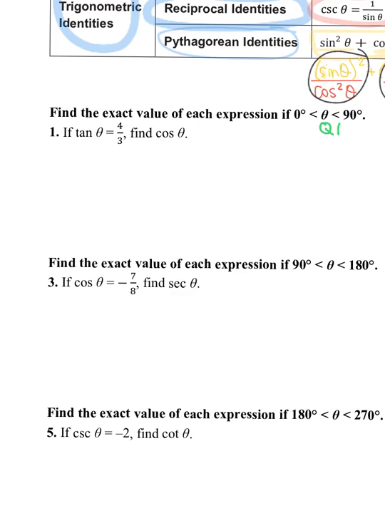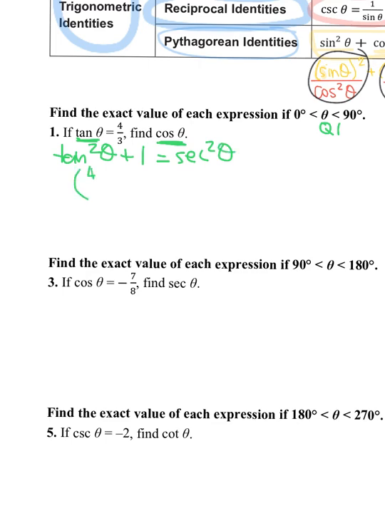All right, so number 1, it says, if tangent of theta is equal to 4/3, find cosine of theta. Now I'm going to go ahead and look at my Pythagorean identities, and I want to see what involves tangent and cosine. If you look at the second Pythagorean identity, it has tangent and secant, and secant is just the reciprocal of cosine, so that's the one I'm going to use. So I'm going to use that tangent square theta plus 1 is equal to secant square theta.